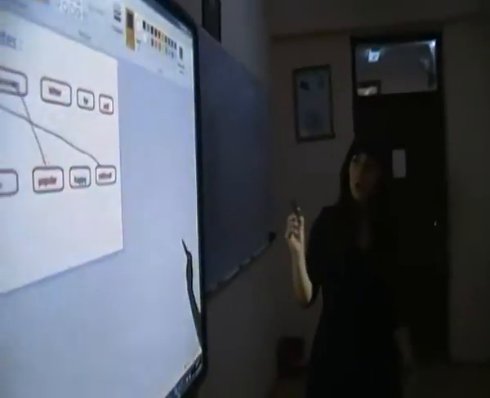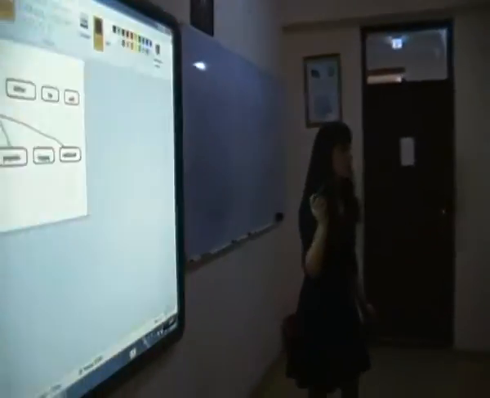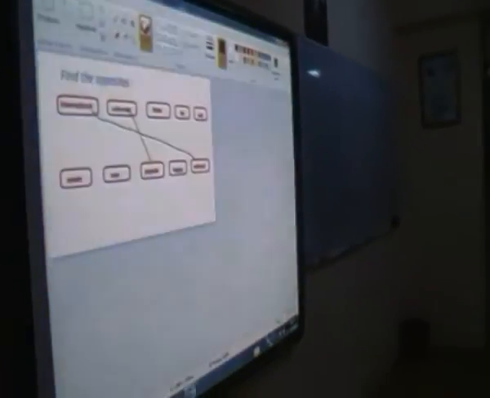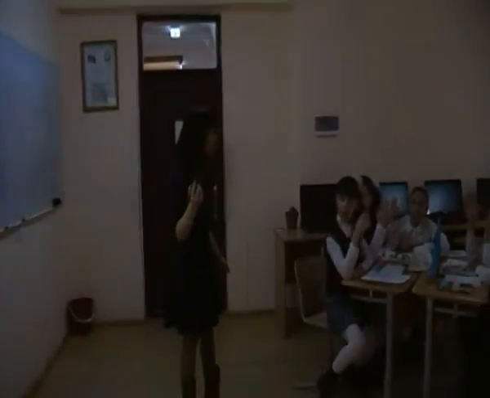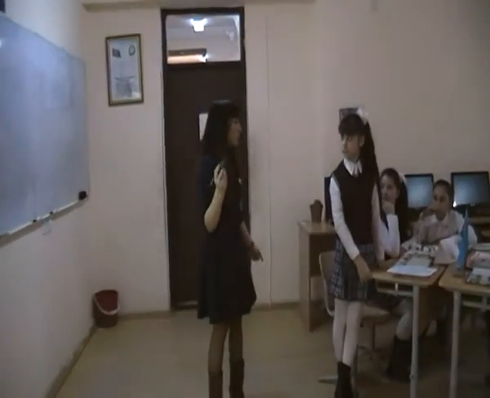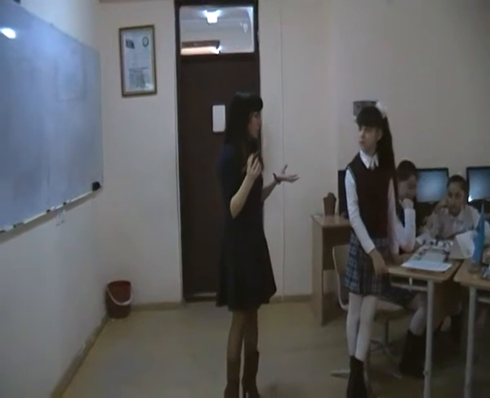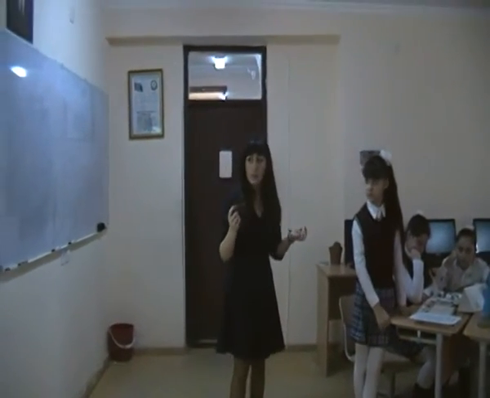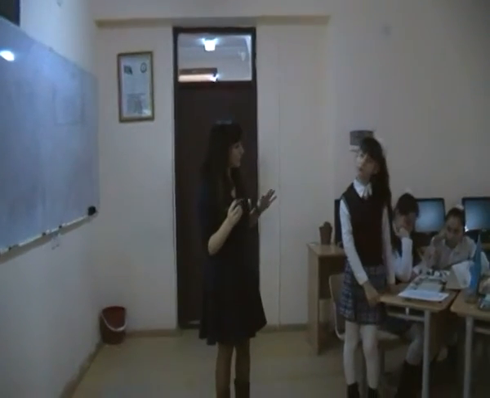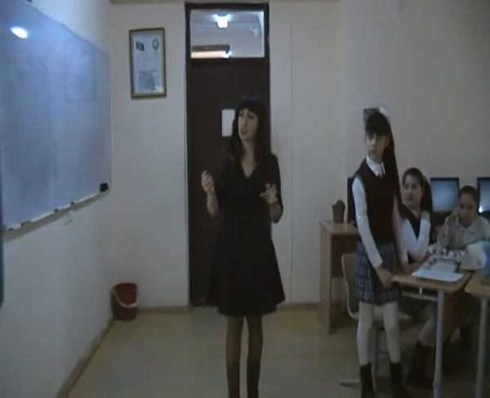Then what does it mean? Bitter. What does it mean? Könül? Sweet. No. What does it mean in Azerbaijani? Acı. Yes. The opposite, the antonym, is sweet. Şirin. Yes.